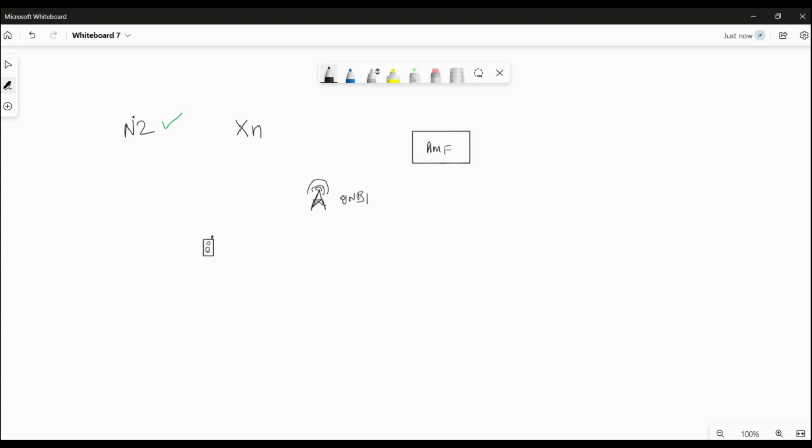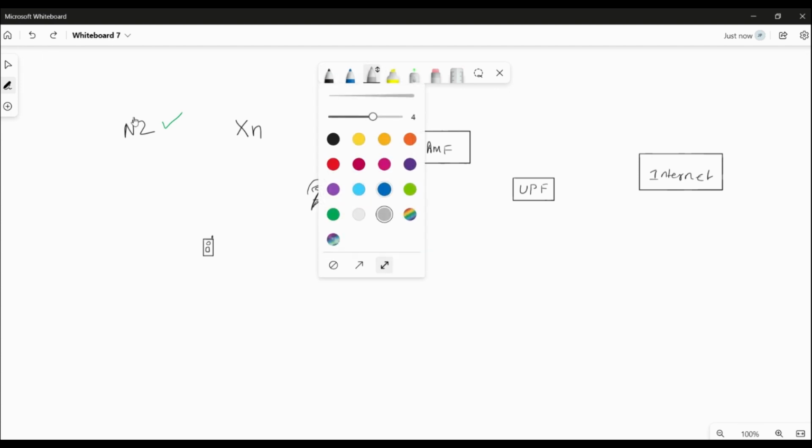And further we have other network elements such as the user plane function, and there is the internet. The connection is in this fashion.